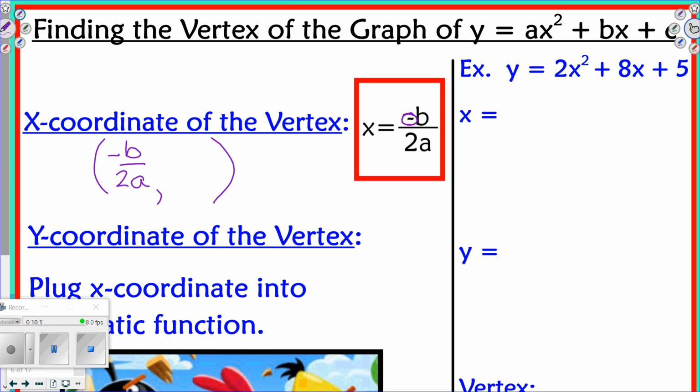Now, see this negative? Don't ignore that. I have a lot of students who are like, oh yeah, negative, blah, blah, blah, I don't have to really worry about that. Have we seen a negative b over 2a? Does that look familiar? What's it part of?